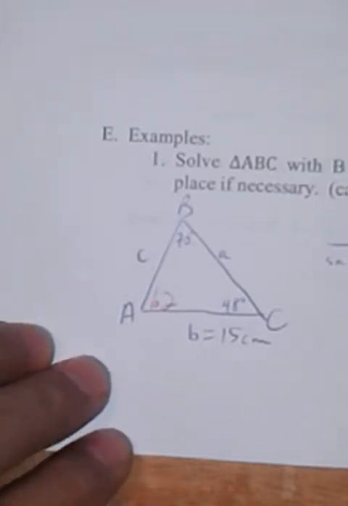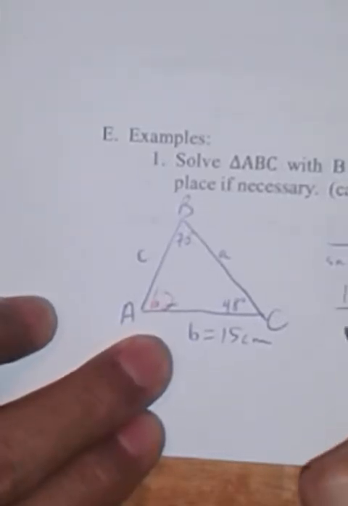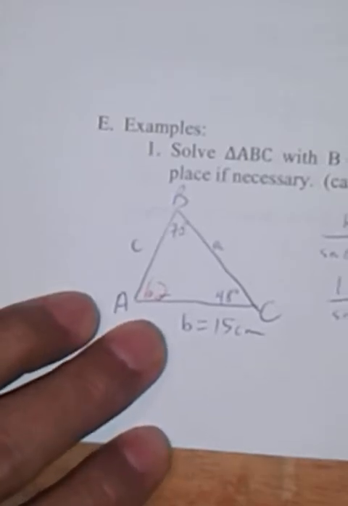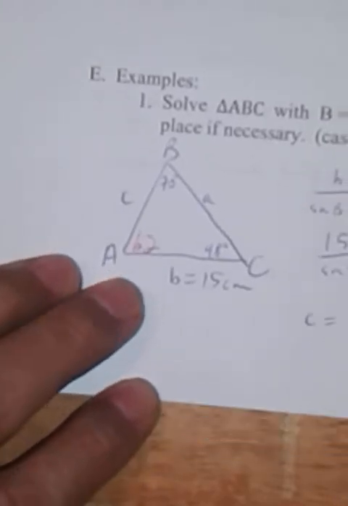Then replace the numbers. b is 15 over sine of 70 degrees equals c over sine of angle C, which is 48 degrees. We can solve by multiplying by the sine of 48 degrees, and we'll have c equals 15 over sine of 70 degrees times sine of 48 degrees. That's an exact answer, and then we can get an approximation.